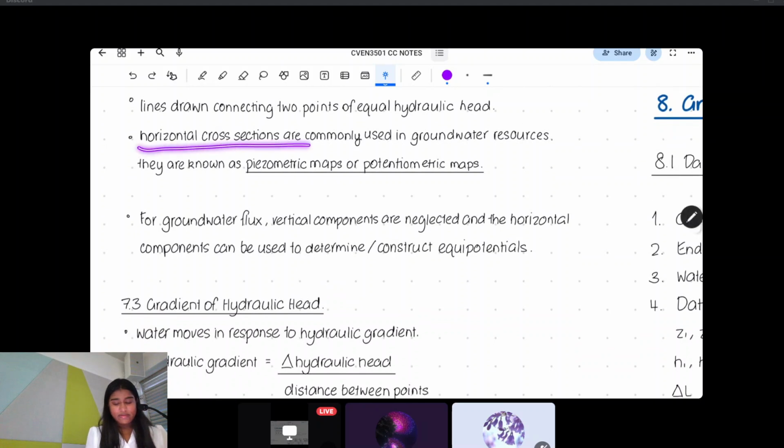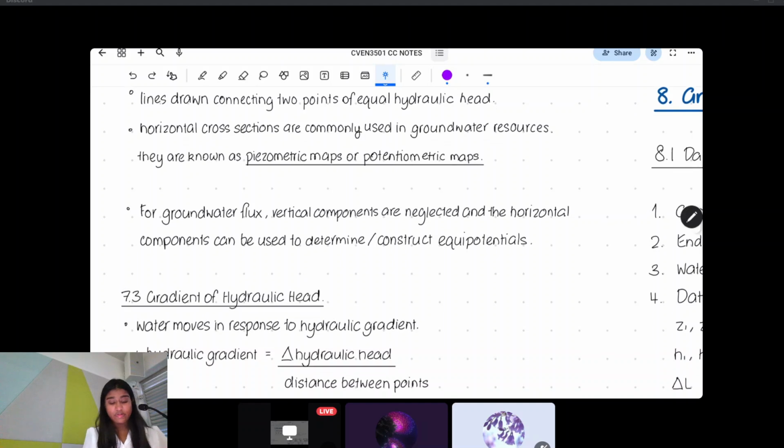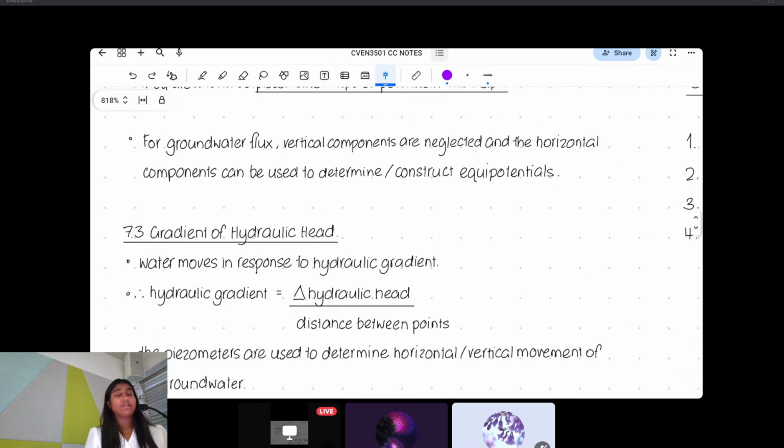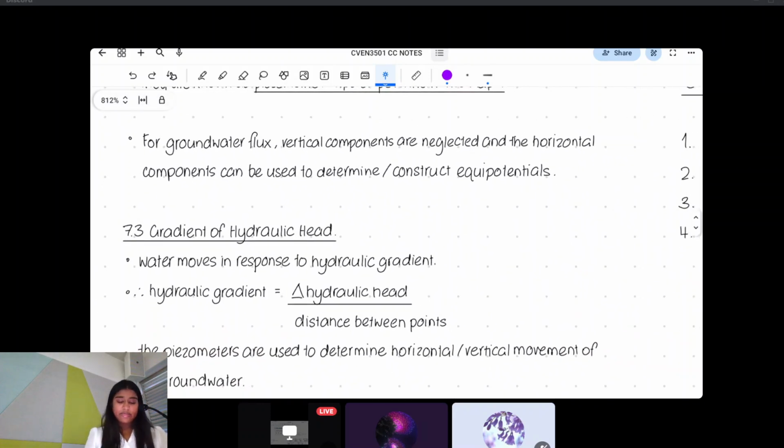Like I said here, those cross sections are really important when used in groundwater resources and are known as piezometric maps or potentiometric maps. Okay, so often for groundwater flux, flux is just the flow of material from one point to another, a volumetric rate. So vertical components when measuring groundwater flux are often neglected, and the horizontal components can be used to determine and construct those really important equipotential lines.